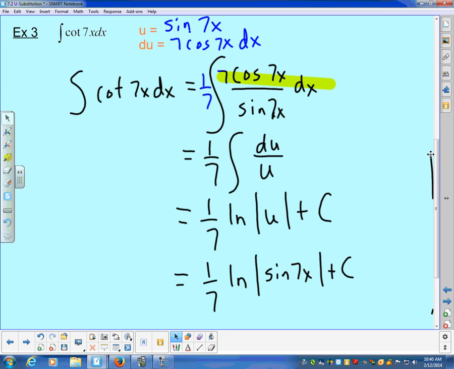So if I wanted to prove the formula for tangent 7x, you would use cosine. If I change this problem and ask for tangent of 7x, you'd have sine over cosine, then u would be cosine. And if they differ by a negative sign too, you'd have to stick that negative in there somewhere as well. I think that shows up on the homework or another sheet somewhere. So you'll see that one.